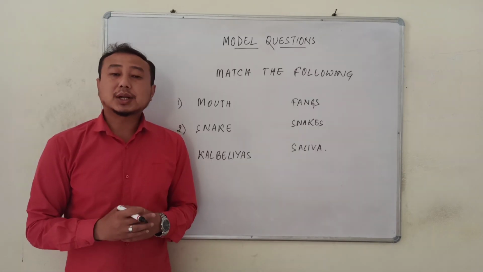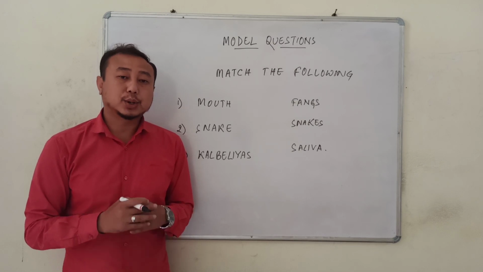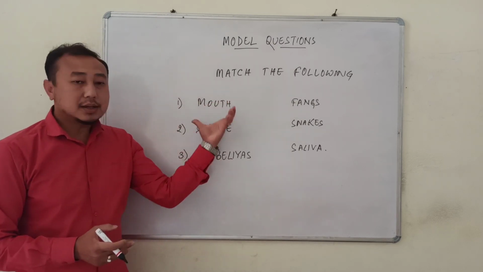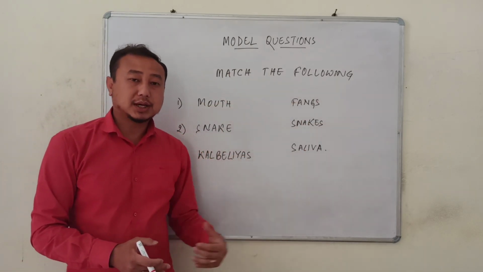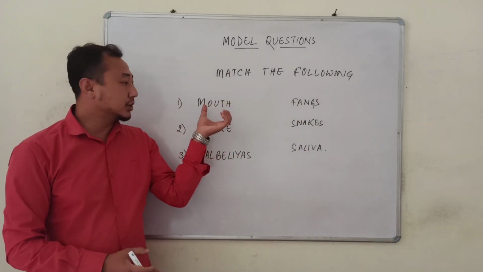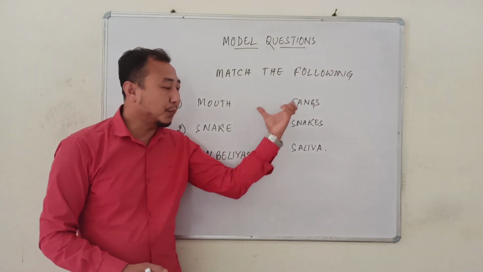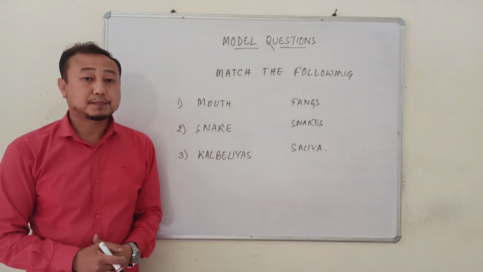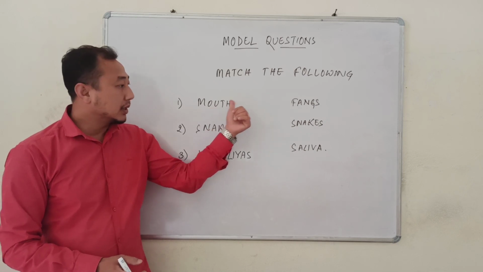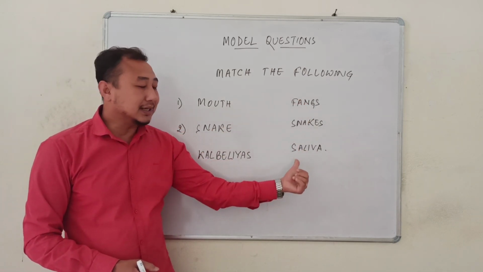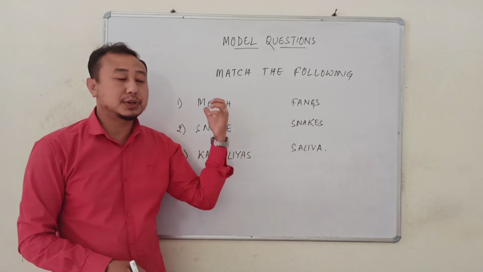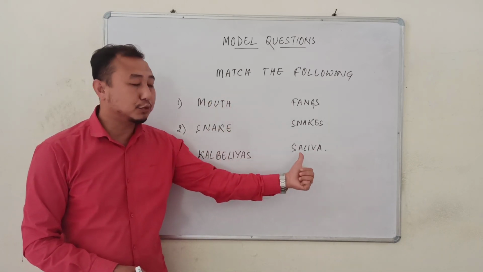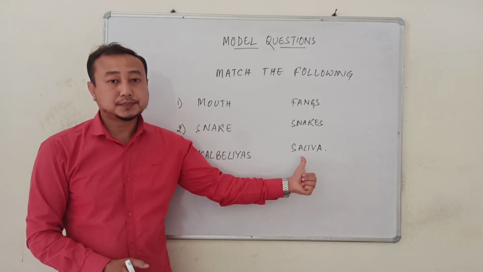So some questions related to the match the following are given on the board. In the match the following, 2 columns will be there. One will be column A, another one will be column B. You have to match the words that are given in column A with the words that are given in column B. So for mouth, the possible answer that is included in column B is the saliva. As saliva is a liquid that is produced in the mouth. So for this mouth, you have to select this saliva.